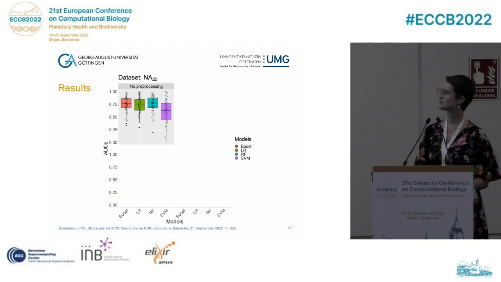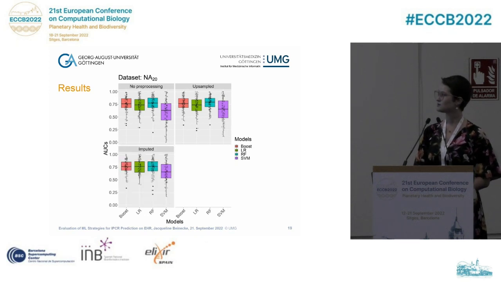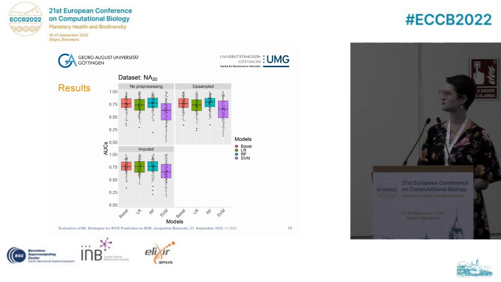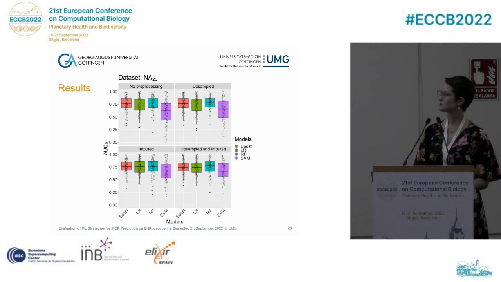And to our results: with no pre-processing, most models performed equally well, at a little higher than 75% AUC. Just the support vector machine had a much higher variance and also a lower mean AUC. With upsampling, it looked similar. Nothing much was changing. With imputation also, though here some of the models were on a bit more equal ground. And with the combination of upsampling and imputation, also not much changed.